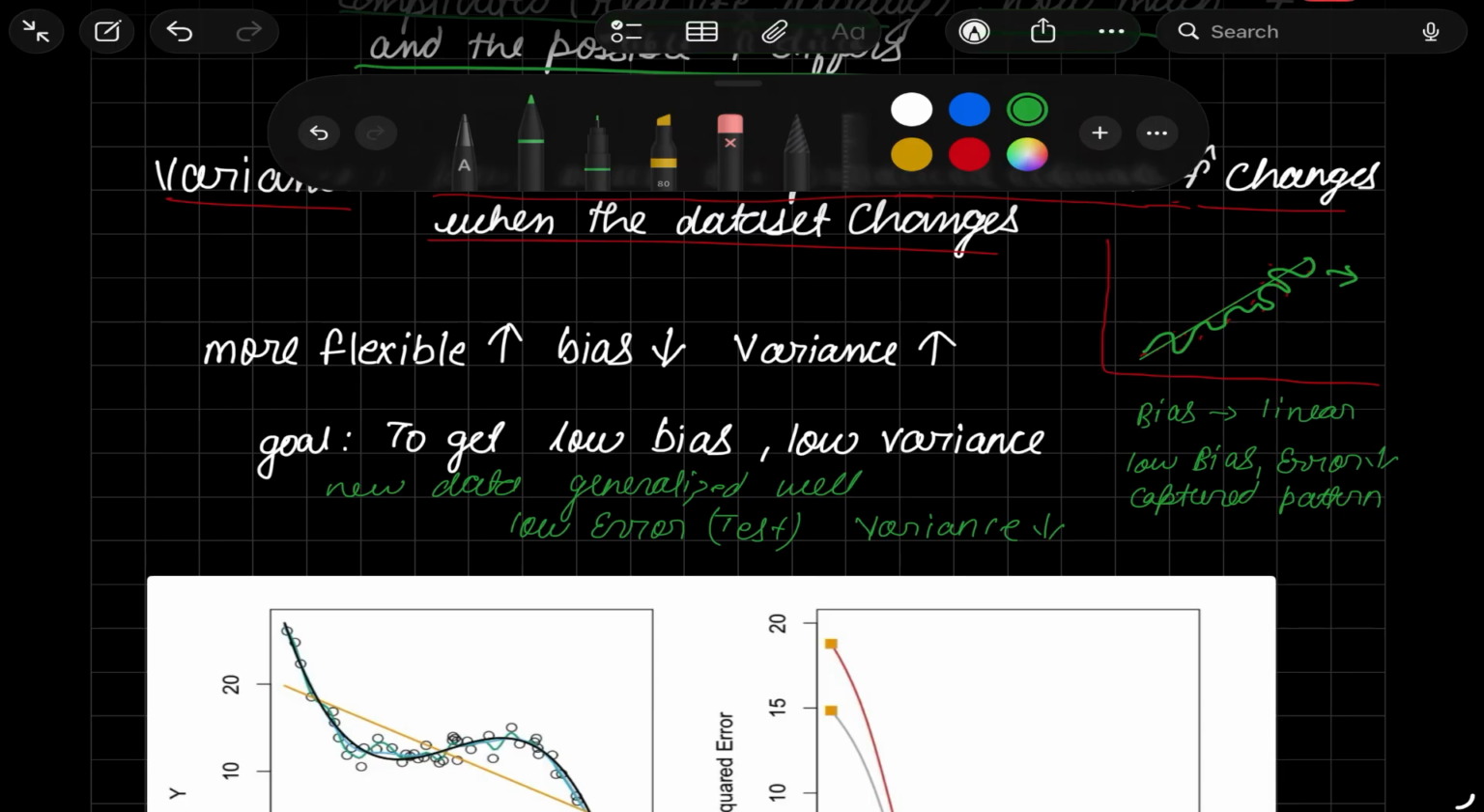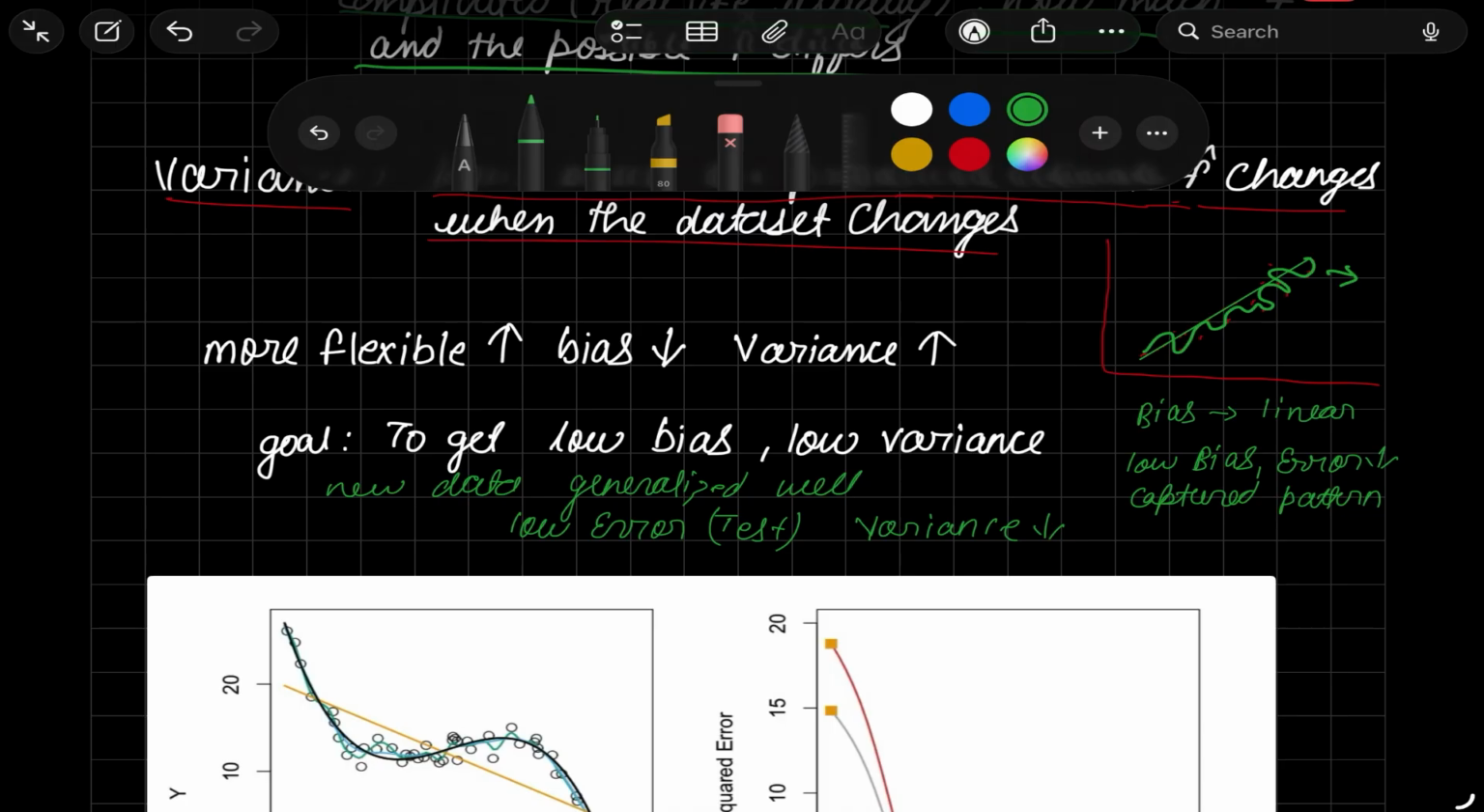It cannot. And as it cannot generalize well on the new data, the test MSE will be high. The test MSE's performance will be terribly high, the error will be high. And as the error is high, the variance will be high. The variance will be high because variance tells the data is not generalized well. The new prediction is not coming out well. Okay. If the test error is high, the variance is high.